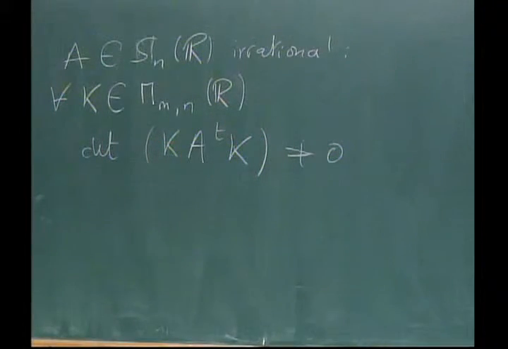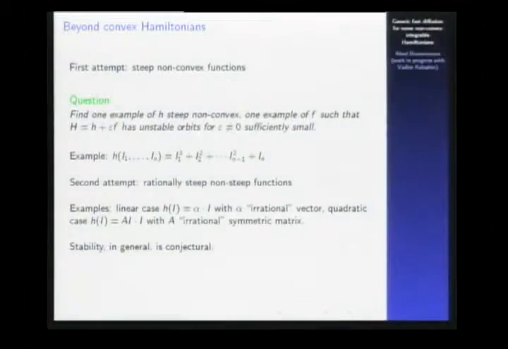Well, this is what an irrational matrix is. So you can try to deal with this case. As I said, stability, now not in this example. In this example, stability. So these are rationally steep functions, and in these two simple cases, this one is very simple, this one is more complicated, you can prove stability, but in general it's still conjectural.